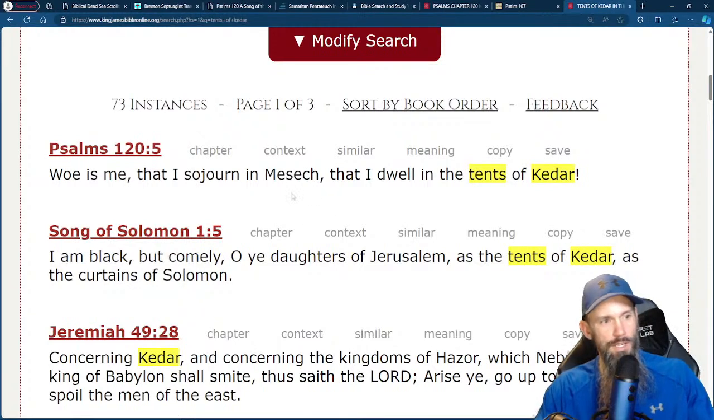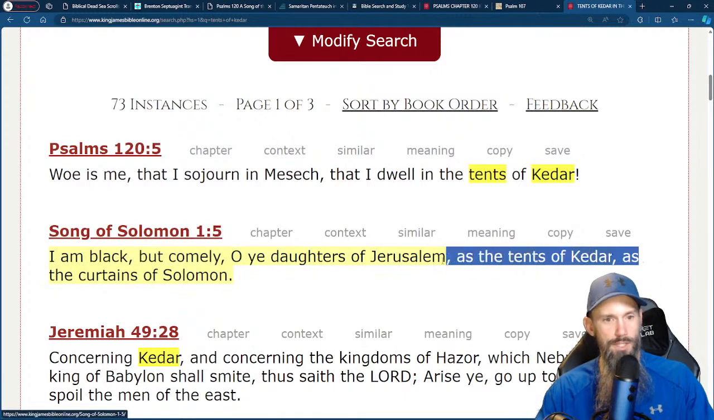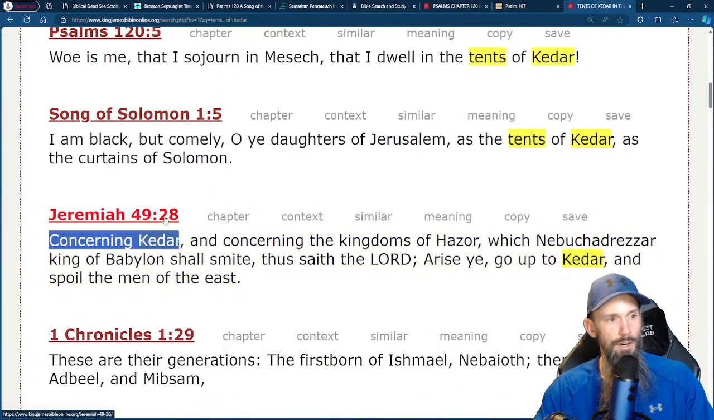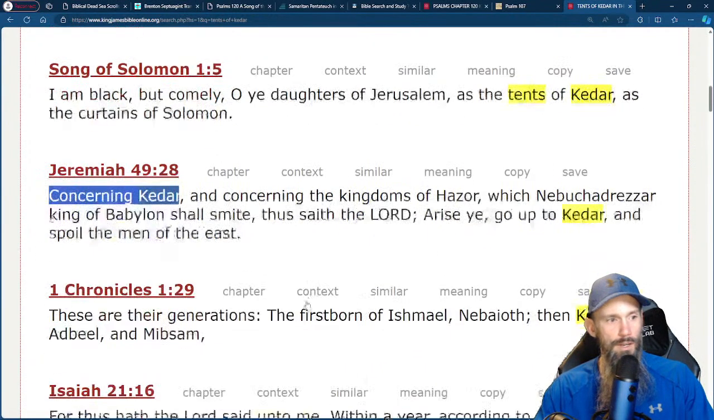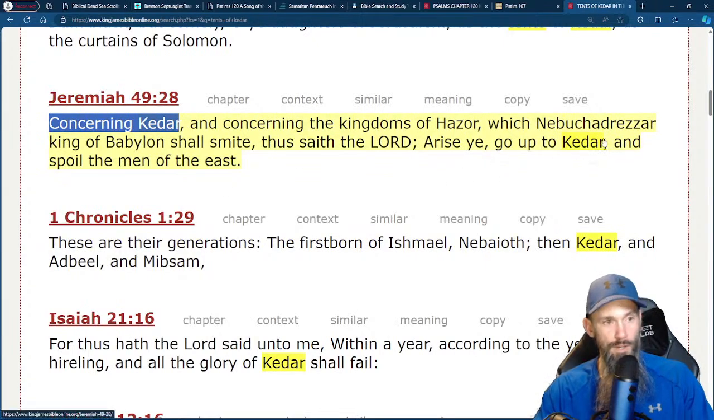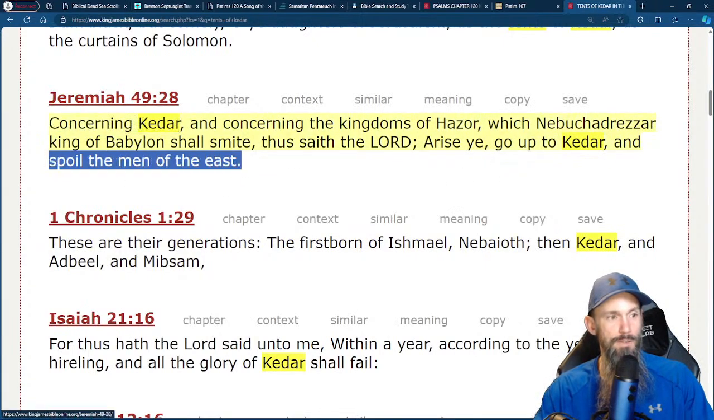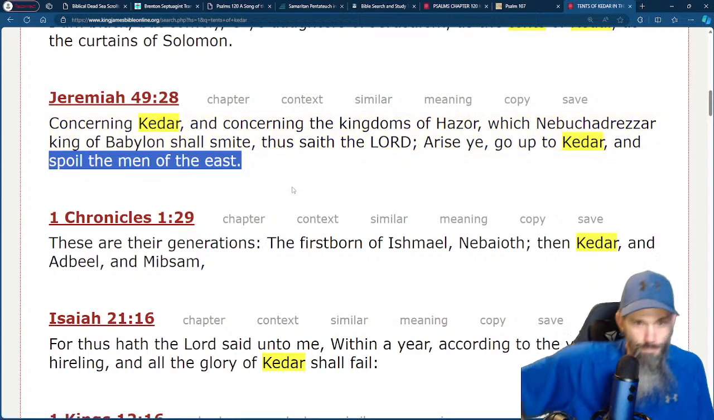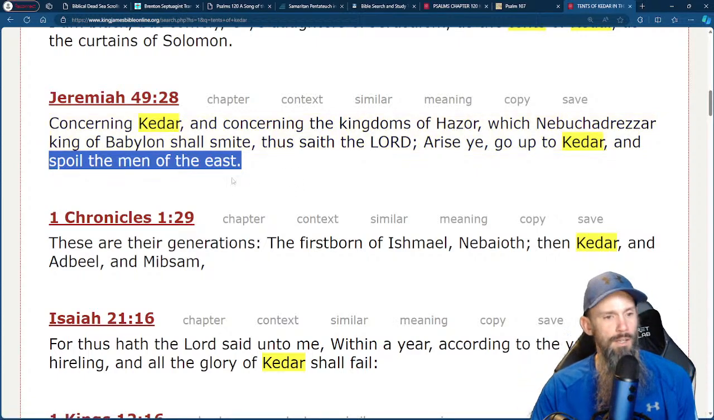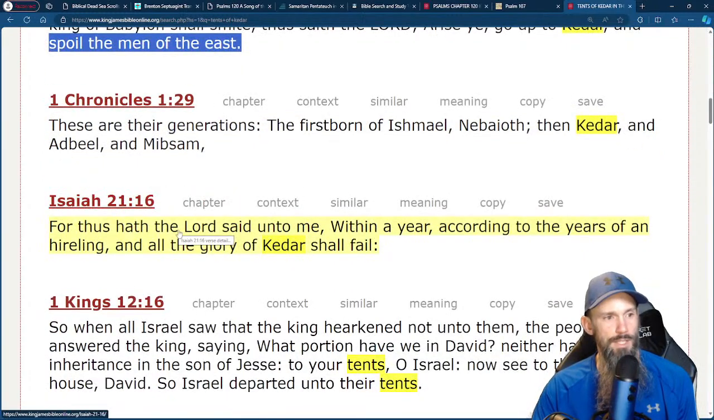Tents of Kedar. Okay, so Song of Solomon's got, I am black but comely, O ye daughters of Zion, as the tents of Kedar, as the curtains of Solomon. So there it's mentioned. You can go through and read the whole chapter and then read the chapter of Psalms and compare. Concerning Kedar, here's Jeremiah 49. Rise ye, go up to Kedar and spoil the men of the east. Okay, so Kedar is in the east. Here's a clue. Isaiah 21, for thus hath Yahuwah said unto me, within a year, according to the years of an hireling, and all the glory of Kedar shall fail.